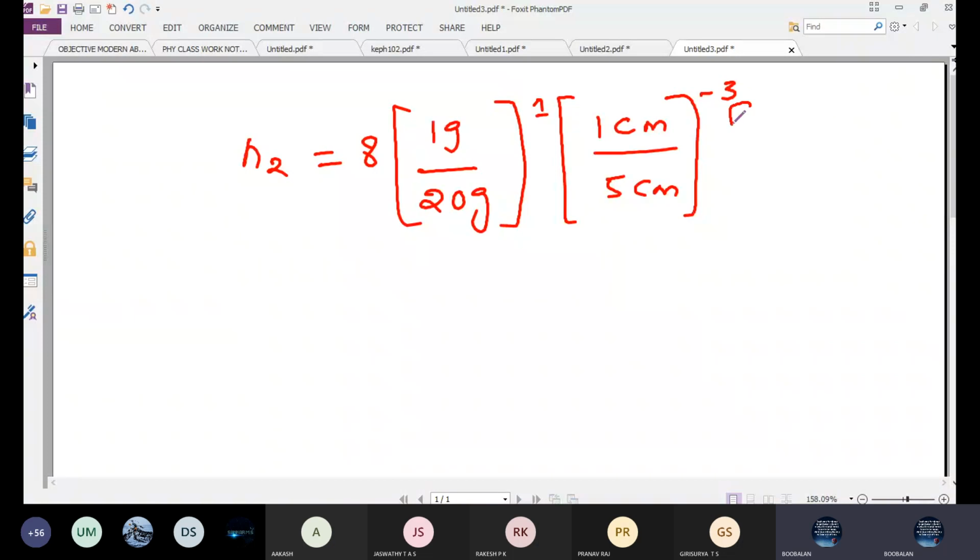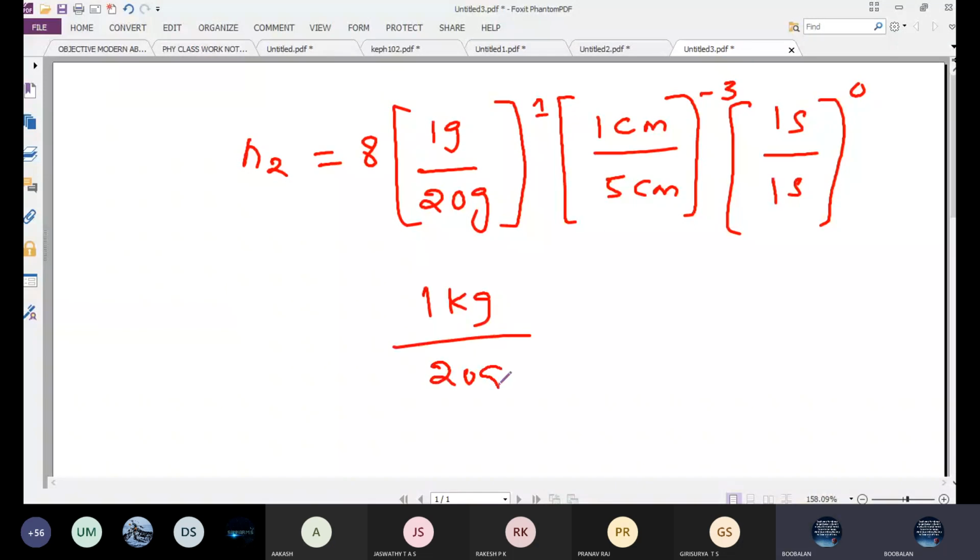Next, 1 second divided by 1 second, power C, C value 0. So both are in gram only, and this is also centimeter only. So no need to convert. In case this is 1 kg and this is 20 gram, you convert 1000 gram divided by 20 gram like that. Same unit means no need to convert. If it is different, you convert into the same unit. But in this problem, you go directly.